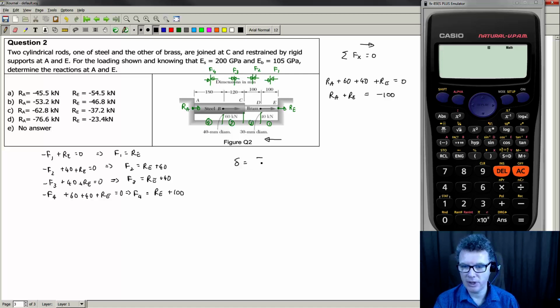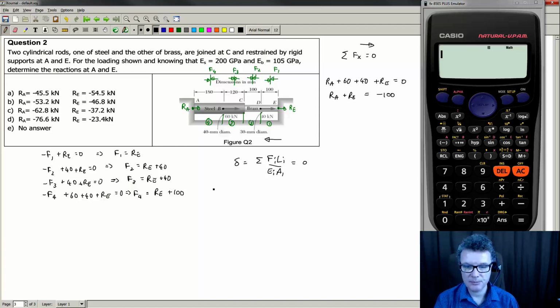Well, we know we can work that out by looking at the internal forces of each section times their length divided by their Young's modulus and their cross-sectional area. And we know that E isn't going to move. So when we sum up all these things, we're going to get 0, which seems a bit of a pointless exercise, but the point is that we've now got a sixth equation where we can substitute in our internal forces F1, F2, F3, F4 into this equation here.